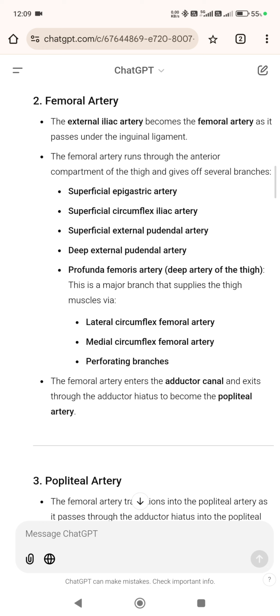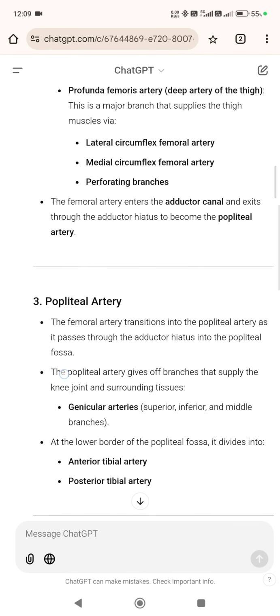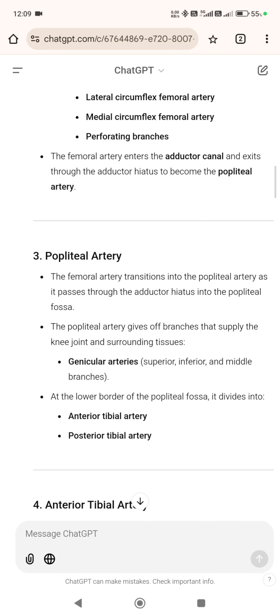This is a major branch that supplies the thigh muscles via the lateral circumflex femoral artery, medial circumflex femoral artery, and perforating branches. The femoral artery enters the adductor canal and exits through the adductor hiatus to become the popliteal artery.